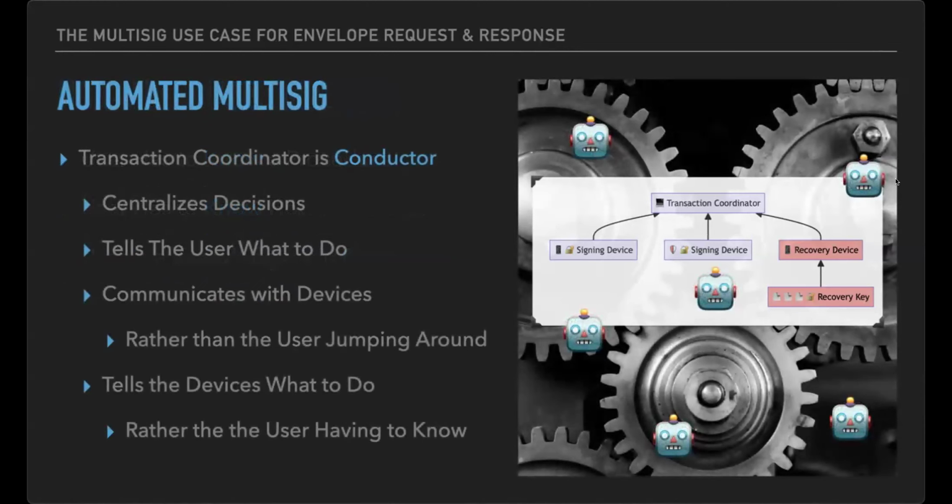An automated multi-sig creation system built on request and response improves the situation by having the transaction coordinator, such as Sparrow, be a conductor for everything. It frees the user up from that task. It does the heavy lifting of managing the procedure, telling each device what to do, so that the user doesn't have to. It just makes requests, and the individual devices offer responses.